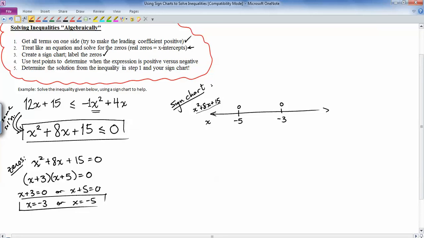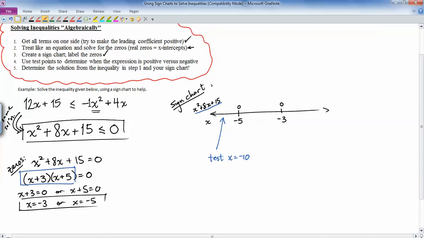Step 4 is to use test points now. So the idea is, you pick some easy to plug in value of x that's less than -5, and you plug it in. So let's test like x equals -10. All I'm trying to figure out is, am I going to get positives or negatives? That's it. That's all I want to know. Well, you can plug it into that if you want, but a nice trick is we have it in factored form right here.